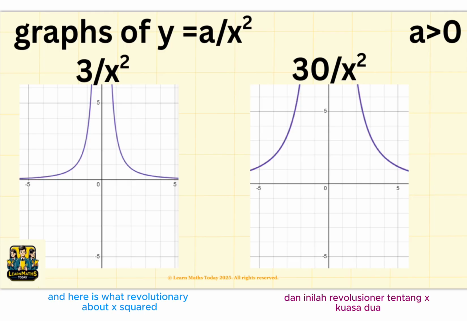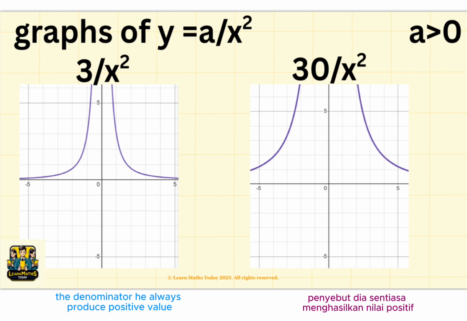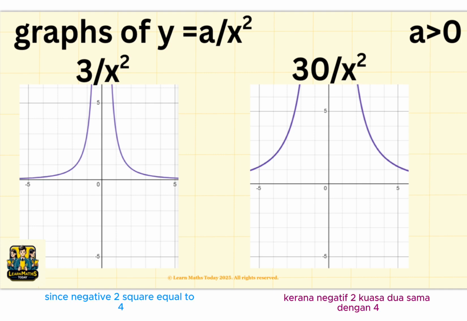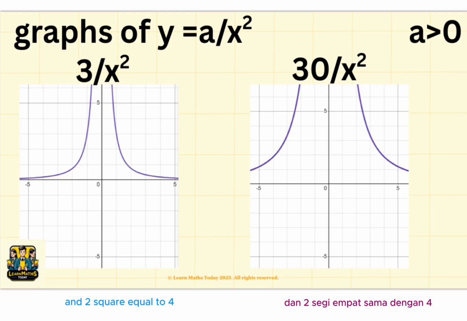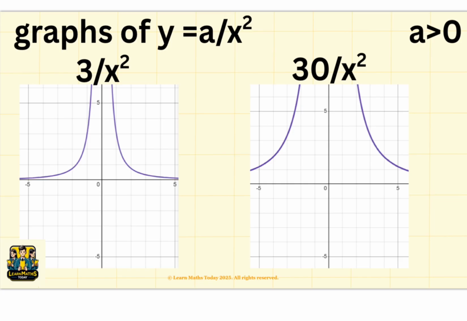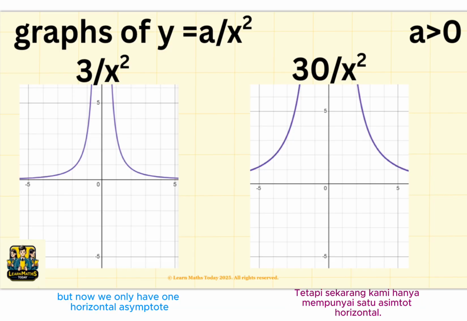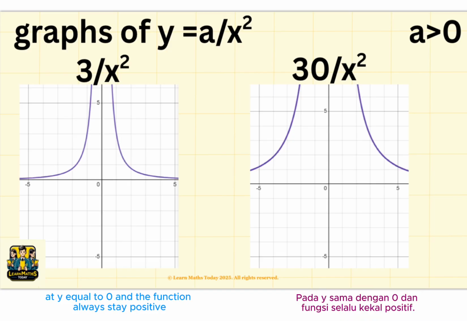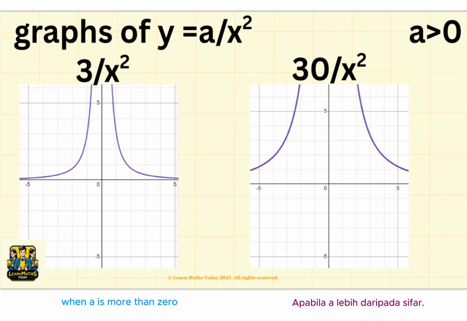And here is what is revolutionary about the x squared denominator. It always produces positive values regardless of whether x is positive or negative. Since negative 2 squared equals 4 and 2 squared equals 4, both sides of our function behave identically. The asymptotes still remain the same. We cannot touch x equal to 0, and the function approaches y equal to 0 as x gets very large. But now we only have one horizontal asymptote at y equal to 0, and the function always stays positive when a is more than 0.